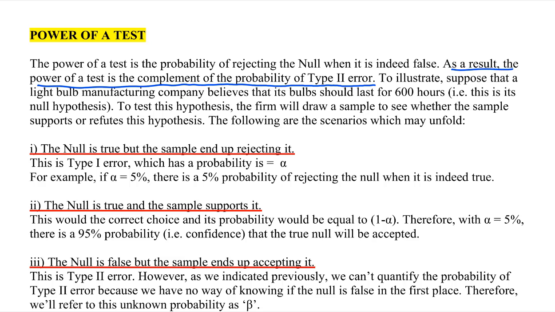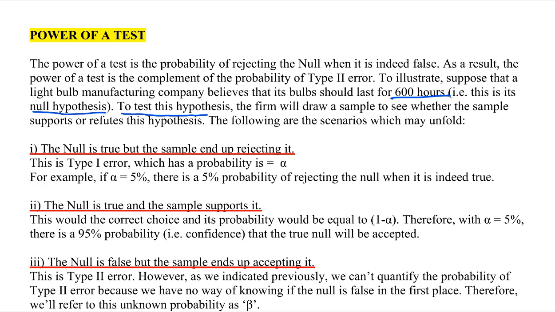So let's do an illustration. Suppose that a light bulb manufacturing company believes that its bulbs should last for 600 hours. So this is its null hypothesis. And we have to appreciate the situation here. This light bulb company is not going to test all their light bulbs, because then they wouldn't have any light bulbs left to sell. So what they're going to do is they're going to draw a sample, and based on the sample findings, it's either going to support their null statement, which is right here, or it's going to reject it.